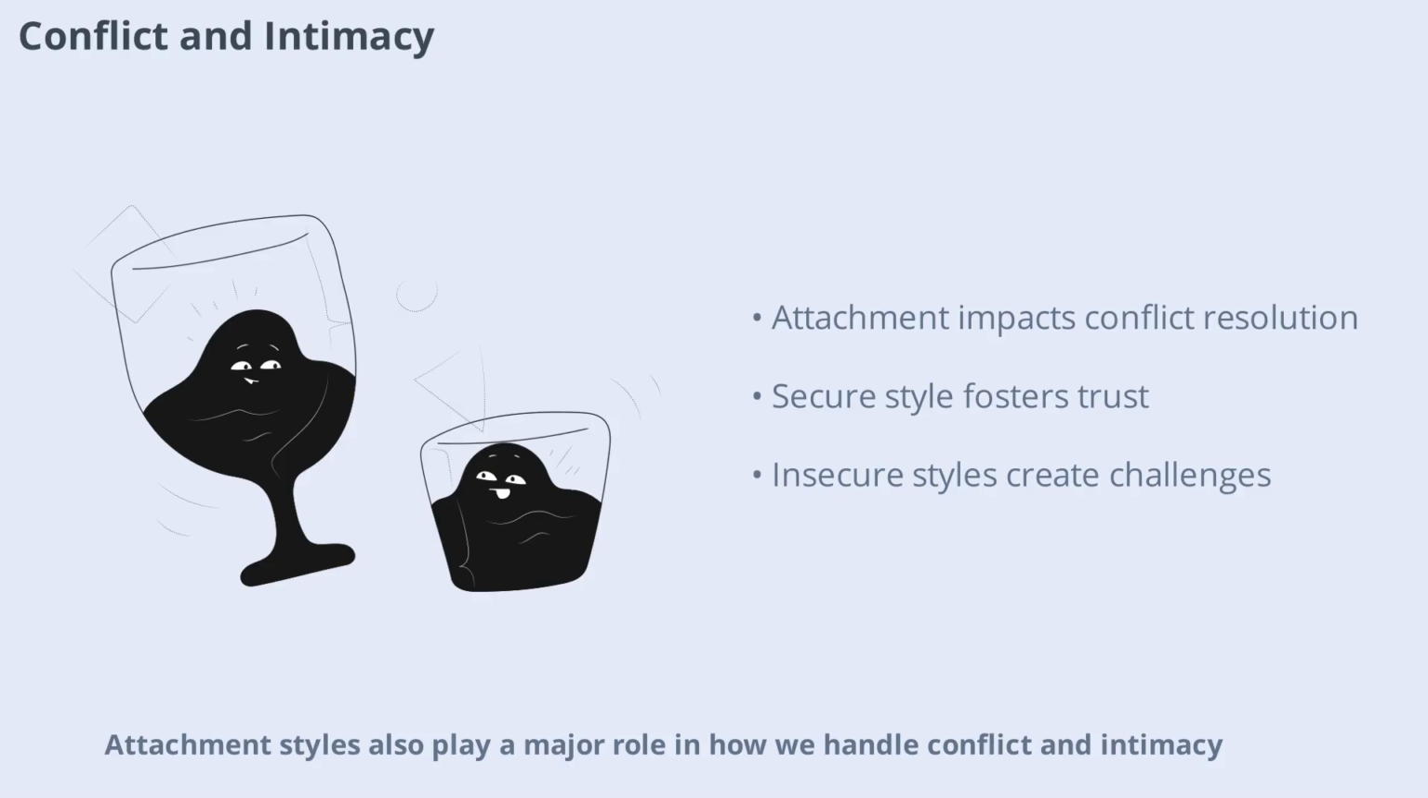Attachment styles also play a major role in how we handle conflict and intimacy. Securely attached individuals approach disagreements with openness and trust, while those with insecure styles may react with anxiety, withdrawal, or confusion. These patterns can either strengthen or strain relationships, depending on how they're managed. Recognizing your own style can help you navigate challenges more effectively.